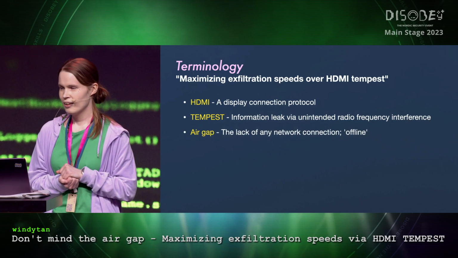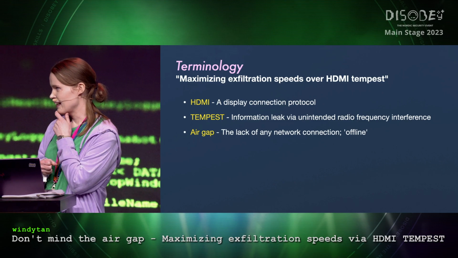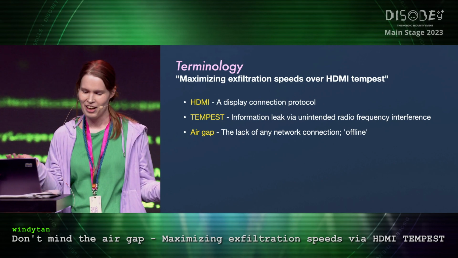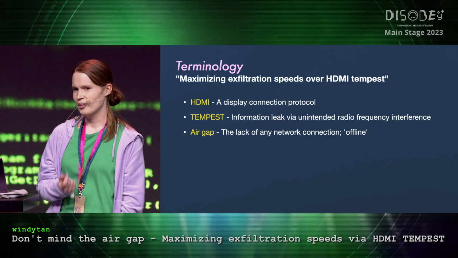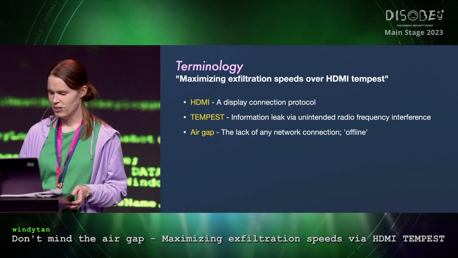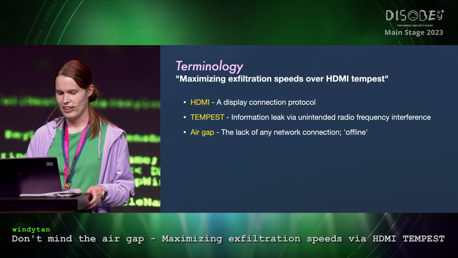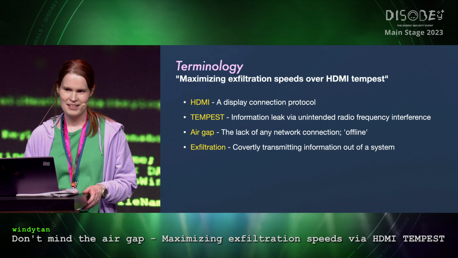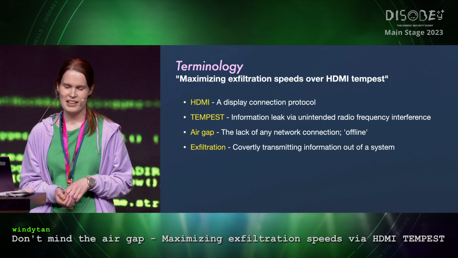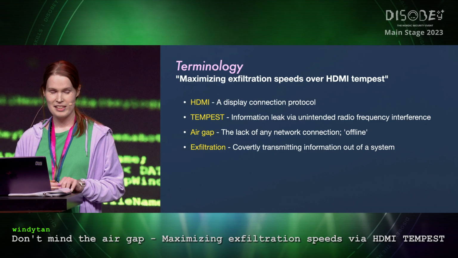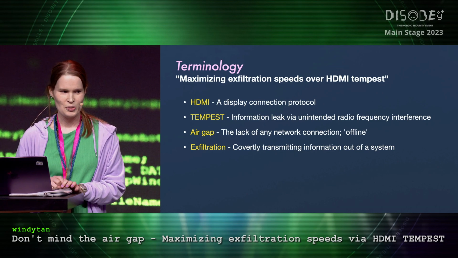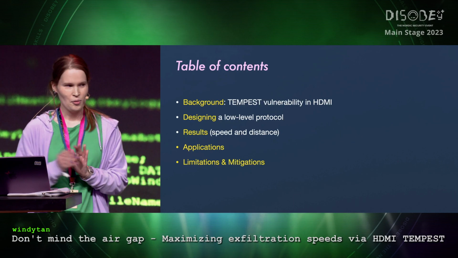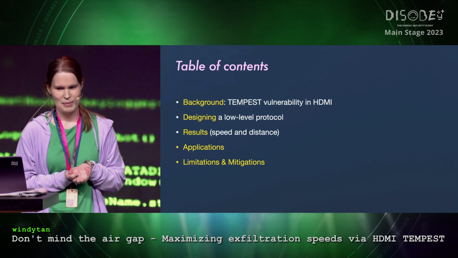And air gap, here with air gap, I just mean that there is a literal air gap. We don't have a cable, or we don't even have a radio connection to the device, the target device. And exfiltration means secretly transmitting information out of some system. So what is the combination? What is going to be expected?